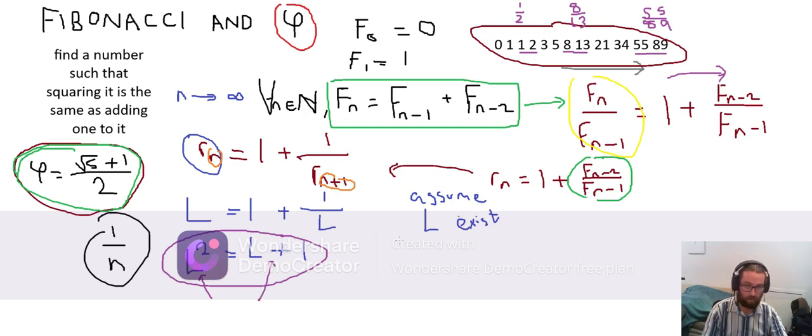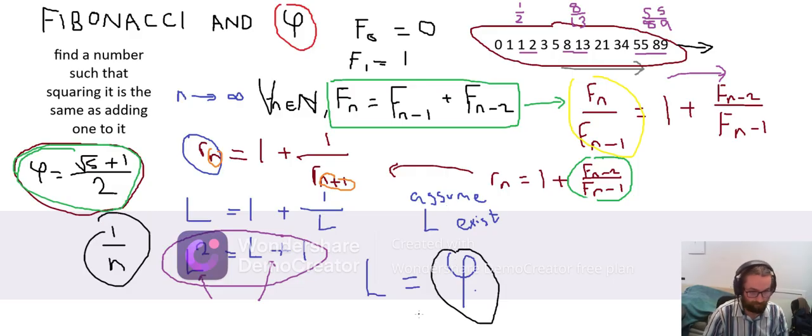So if I go through that process that I went through at the start of the video, I will find that L equals the golden ratio. And that completes the proof. So we've now shown that for the Fibonacci numbers, as we go on and on, the ratio of 2 consecutive Fibonacci numbers approaches the golden ratio.